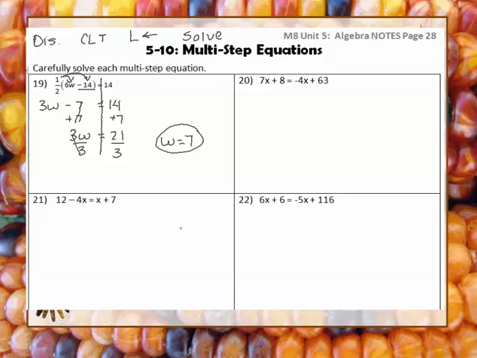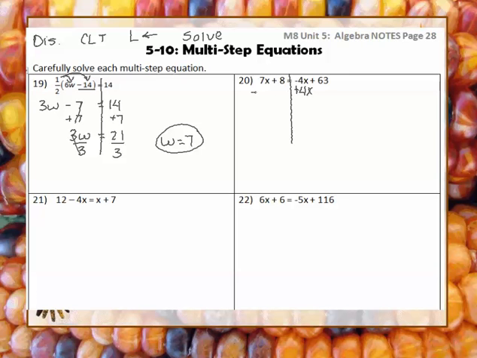Alright, same thing with number 20. Do I have any distributive property in this one? No, I don't. Do I have any combining like terms on either side that I can do? No. Do I have any letters on the left that I need to move? Well, I have a letter that's on the right, so I need to move it to the left. Remember, when I'm moving the letter, I have to do the whole term, so that's a negative 4x.